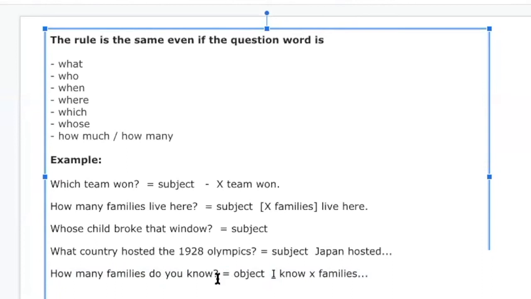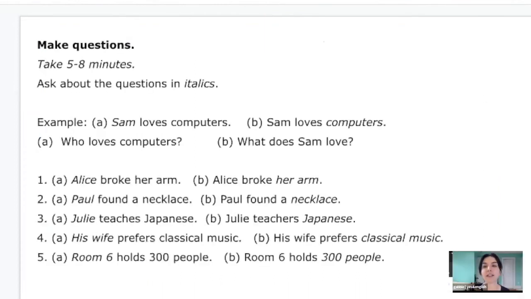If you answered this question, you wouldn't start with five families, for example. You would have to start the answer with I. The answer would start with I know, which is I, so I is the subject of the question. Also, you can tell that it's an object question because it has a helping verb here. It has do in it. Okay? All right, so let's practice this together.